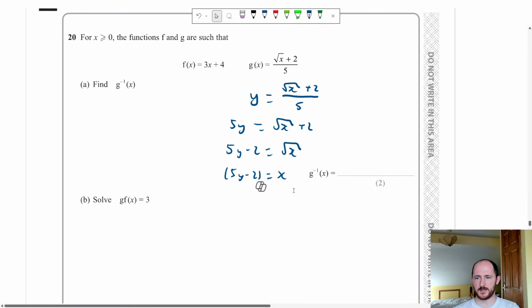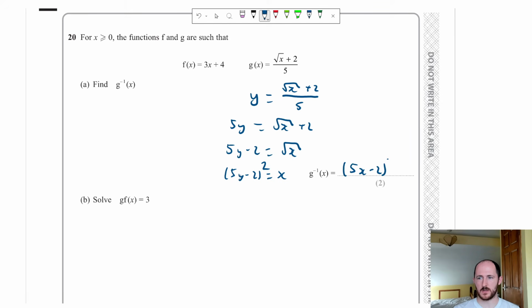But that's my equation. Now all I need to do is, because of the way functions are written, where x is the variable, not y, I just need to change that to (5x minus 2) squared. Because again, remember, when we name something x or y, it is arbitrary. It doesn't really make a difference which way around it is. I could call that m or n or u or z, whatever I want to.